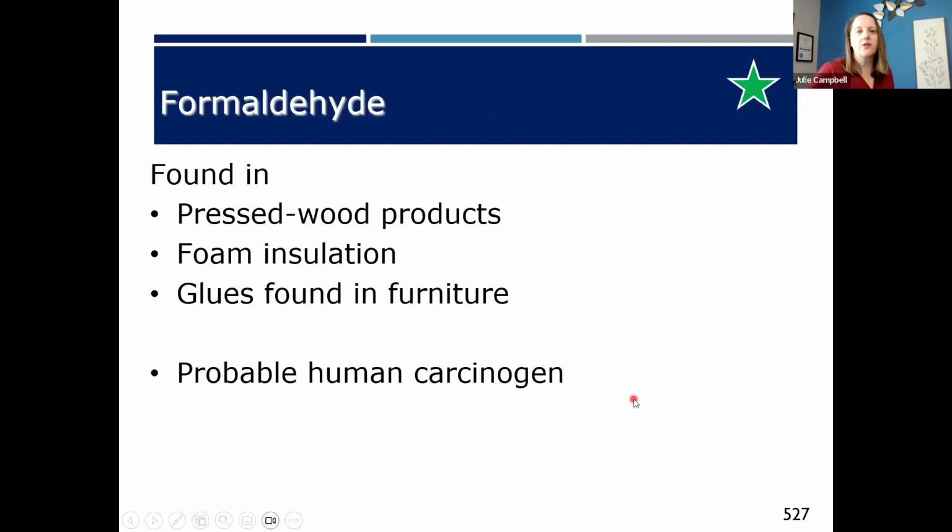Another environmental concern is formaldehyde. We're still using this today. We find a lot of it in our pressed wood products, so think particle board, plywood. It's also found a lot in glues and furniture, whatever's holding furniture together. Formaldehyde is a gas found in these products. Again, it gets into the air. Ventilation is huge, you guys, for a lot of these issues, and moisture control, etc.